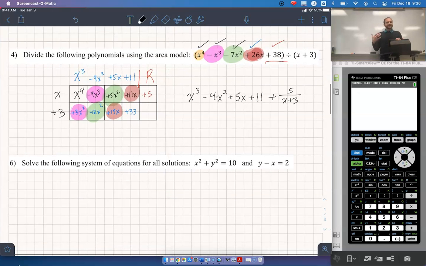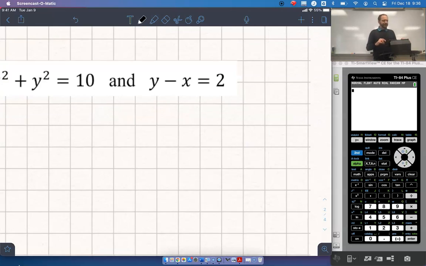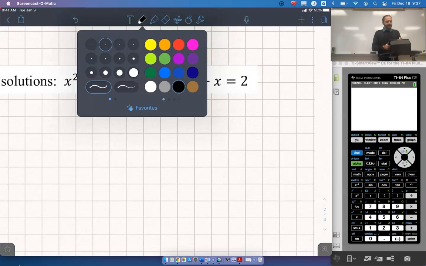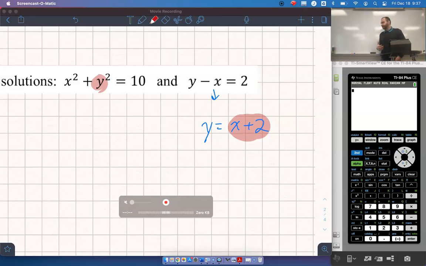Now the next one is a system of equations. So in this case, I'm going to think about looking at substitution. X squared plus y squared equals 10. Y minus x equals 2. So hold on a second. I'm going to think about this. I'm going to take this equation and I'm going to solve and say y equals x plus 2. And I'm going to use substitution. I'm going to take that and I'm going to plug this in for that y in the original equation. But I'm going to stop and I'm going to pause for a minute and think about this. X squared plus y squared equals 10.